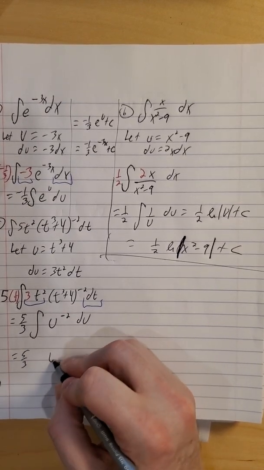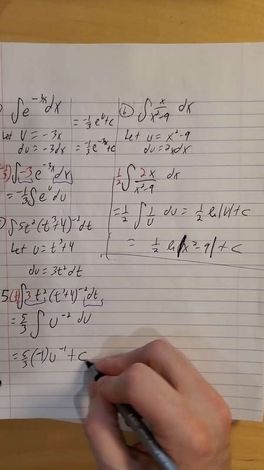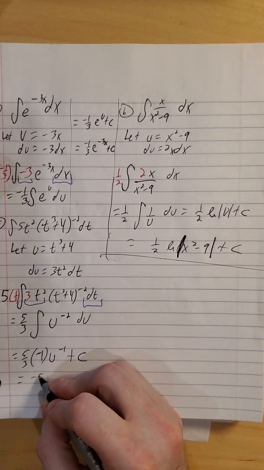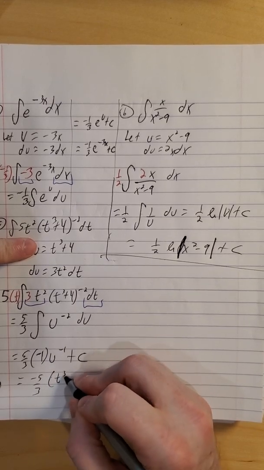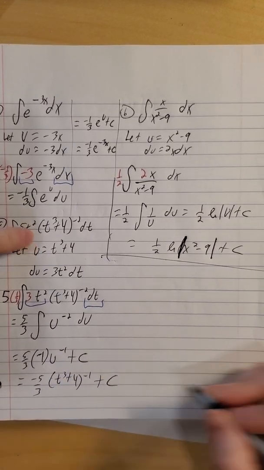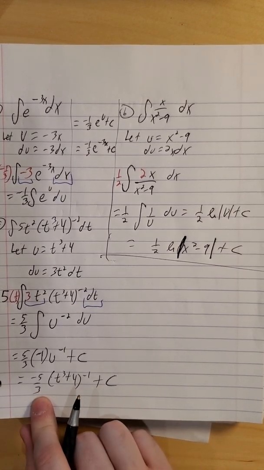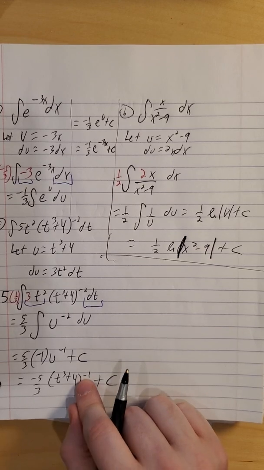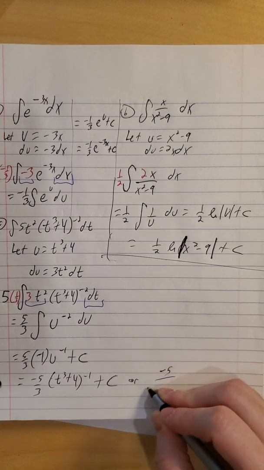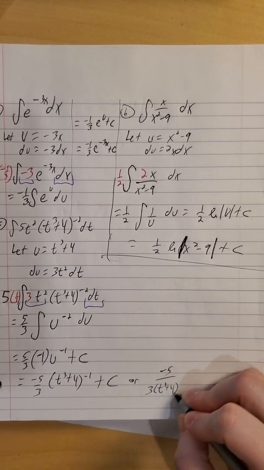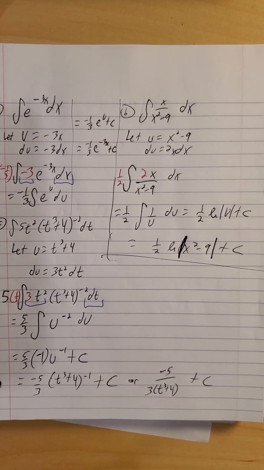So 5/3, u to the -1 multiplied by the reciprocal. -1 is its own reciprocal. And plus c, so -5/3. And u is t cubed plus 4, to the -1st, and plus c. So you'll see it either written this way or with this in the denominator, and just raised to the implied first power. Two different versions of the same thing.